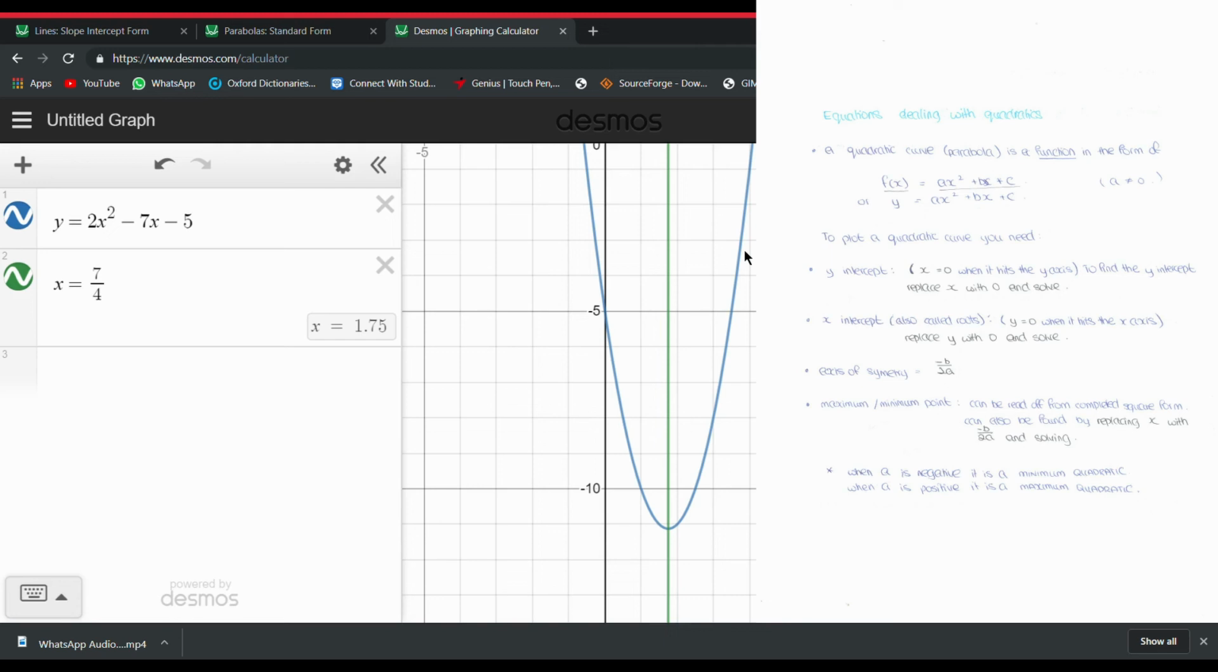So y is equal to 2 into 7 over 4 squared minus 7 into 7 over 4 minus 5. So y is equal to 7 over 4 squared is 49 over 16. As I said, it probably won't come like this. It'll be some nicer numbers. Minus 49 over 4. Minus 5. 5 just stays as this. I'm trying to read something I scribbled on.